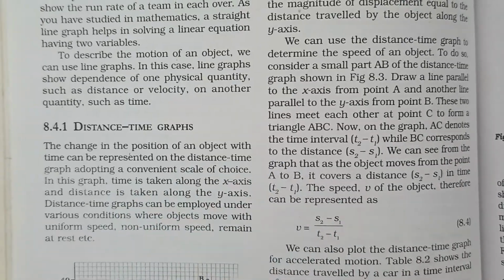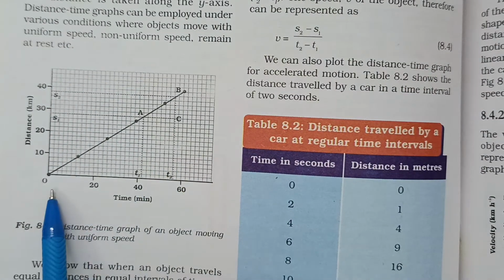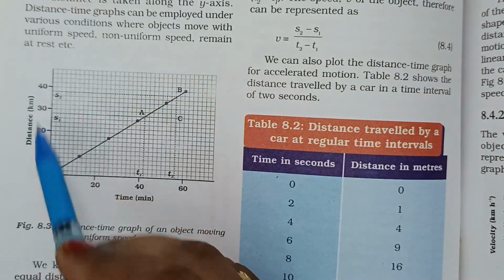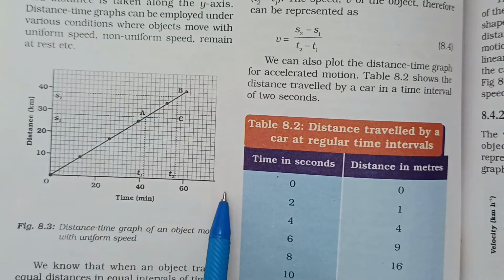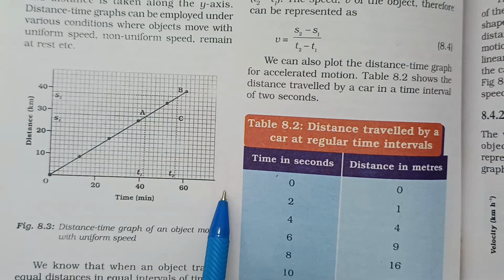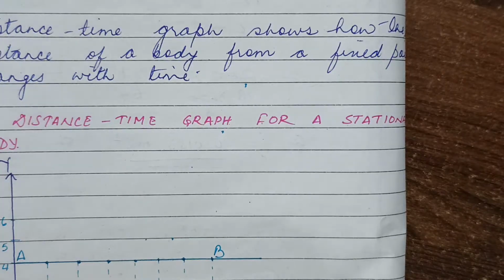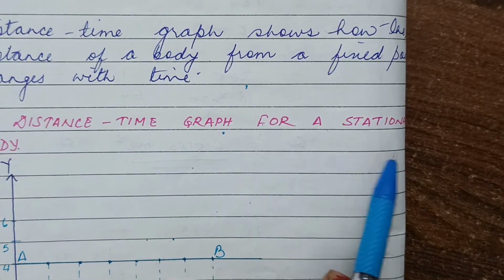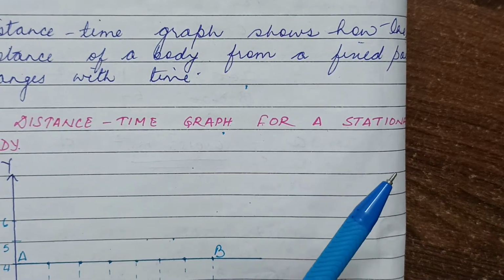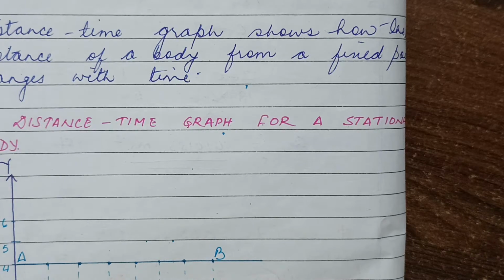Now, to draw distance time graph, what do we do? We take the distance traveled by the body along y-axis, and the time taken by the body to travel the same distance is plotted along x-axis. The first graph is distance time graph for a stationary body. Stationary means that the position of the body does not change with the passage of time.